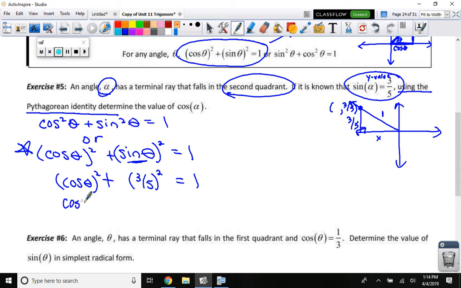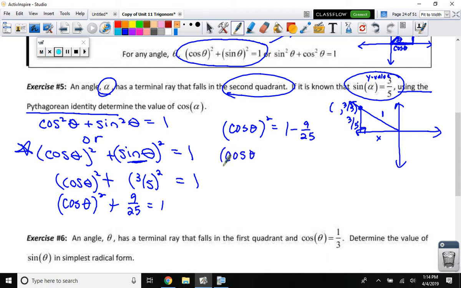So cosine theta squared plus, put that in my calculator, 9/25 equals 1. We did something like this the other day. So cosine theta squared equals 1 minus 9/25. So cosine theta squared equals 16/25, square root, and I have two answers. So cosine theta equals plus or minus square root of 16/25, or cosine theta equals plus or minus 4/5.